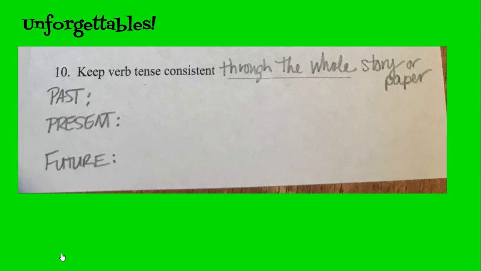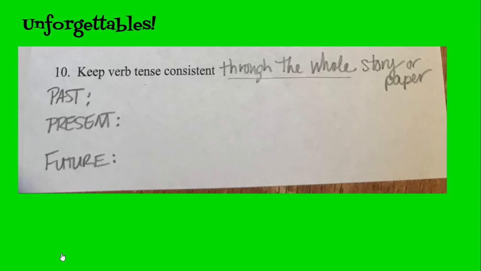Keeping verb tense consistent, you have to look at a whole piece of writing to see if that verb tense is consistent through the whole story or paper. So add through the whole story or paper. And then by keeping it consistent, if you start writing in past tense, then you keep writing in past tense. If you start writing in present tense, then you keep writing in present tense. Future tense is also a tense.